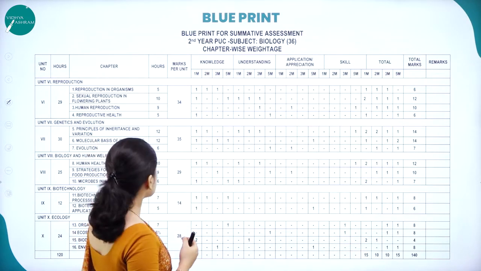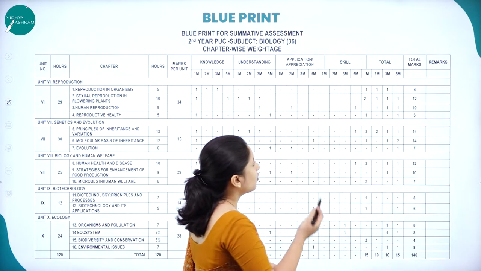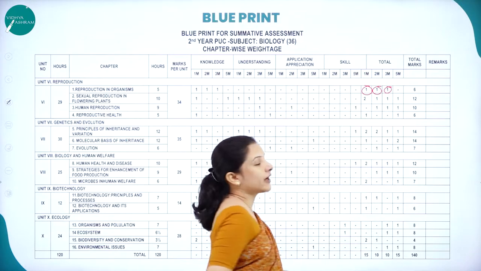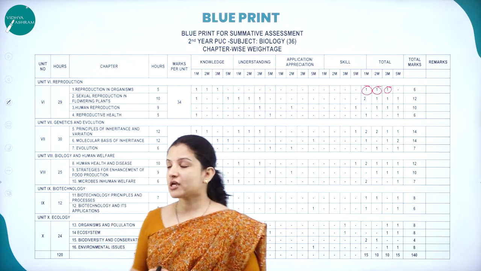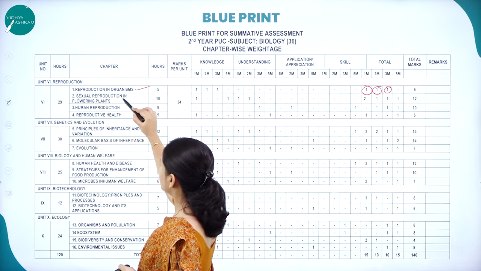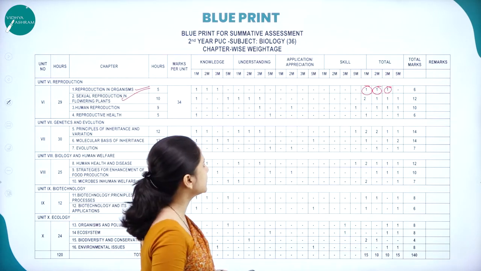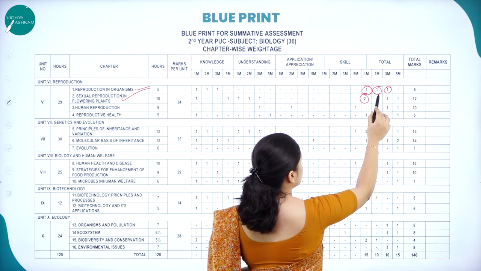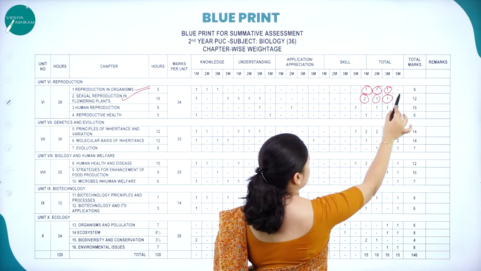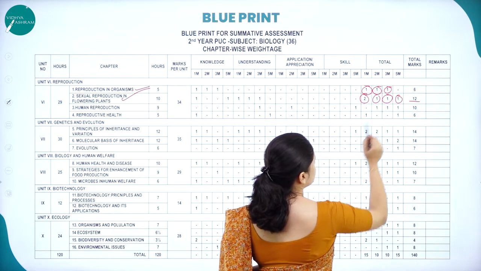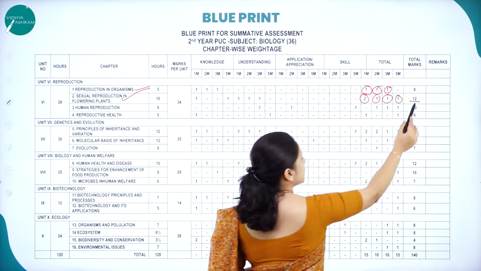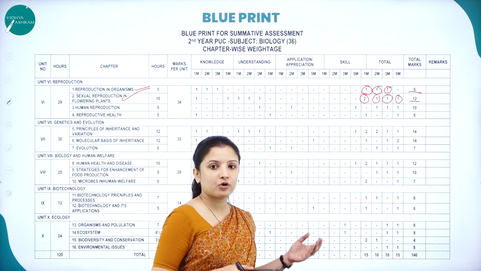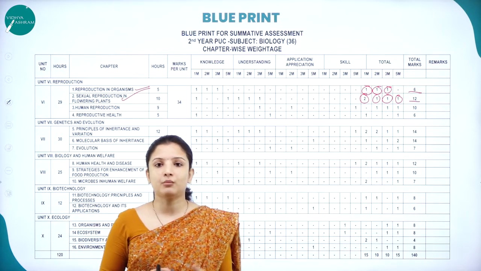So here you have chapter 1, reproduction in organism, wherein 1 question of 1 mark will come, 1 of 2 marks and 1 of 3 marks. So therefore 5 marks will not come from this particular chapter. Likewise, you have chapter 2, that is sexual reproduction in flowering plants. In sexual reproduction in flowering plants, for 1 mark you have 2 questions, 2 marks 1 question, 3 marks 1 question and 5 marks 1 question. Therefore the weightage is 12. For chapter 1 the weightage was 6. So don't say it's just 6 and you neglect the chapter. No, it is very important, because compulsorily few questions will come out of it.